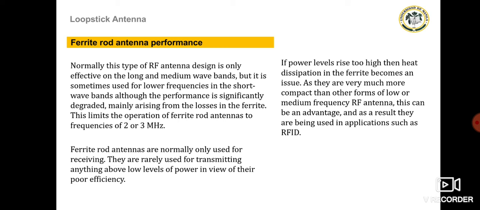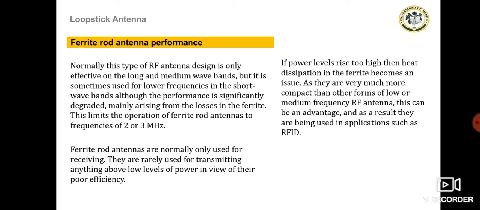Ferrite rod antennas are normally only used for receiving. They are rarely used for transmitting anything above low levels of power in view of their poor efficiency. They can be used as a very compact form of transmitting antenna for applications where efficiency is not an issue and where power levels are very low.